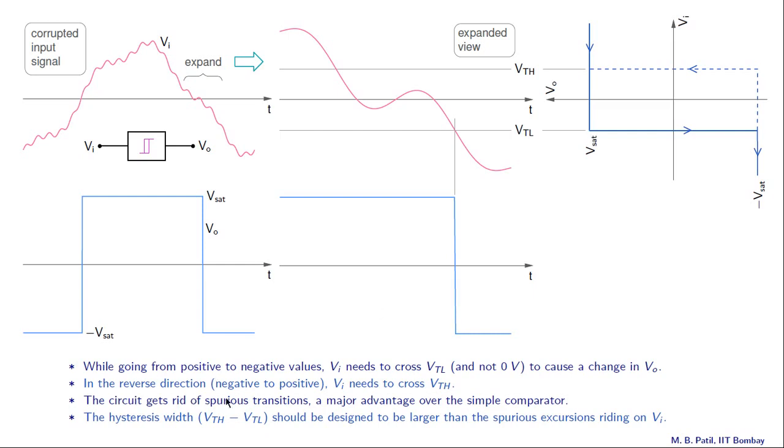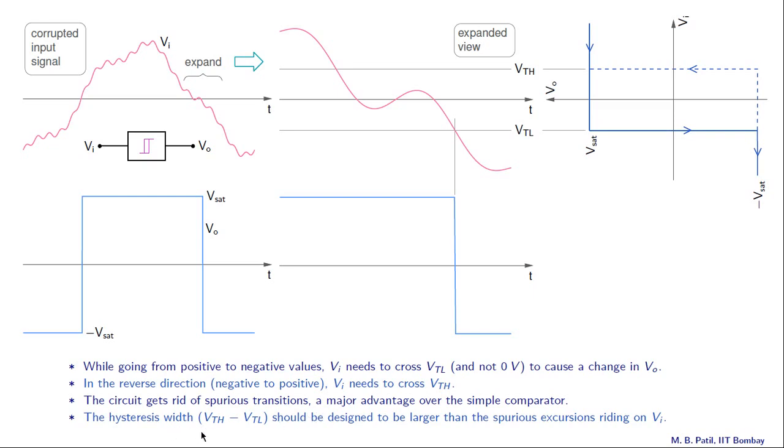In the reverse direction, negative to positive, Vi needs to cross VTH. Negative to positive, so we are going like that, and now we have to cross this level VTH for the output to change. The circuit gets rid of spurious transitions, which is a major advantage over the simple comparator.